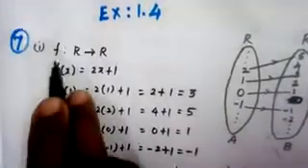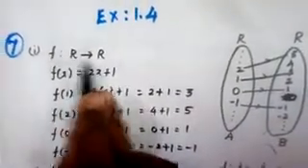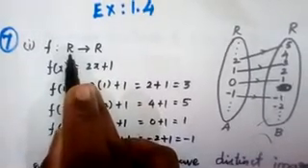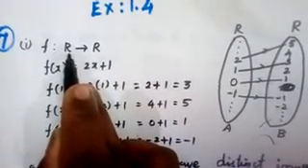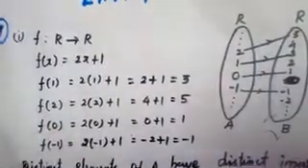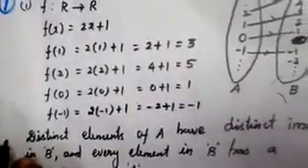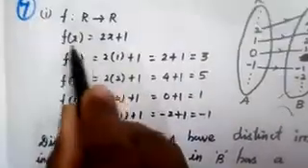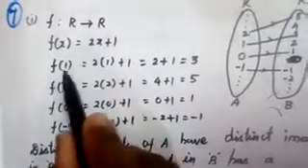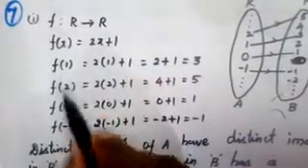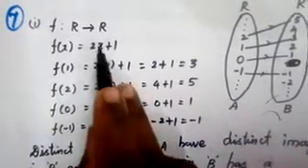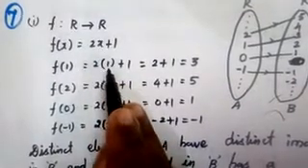The first problem, f from R to R, real number to real number. Real number means it consists of natural numbers, whole numbers, integers and rational numbers. So we have to consider some of the integers, positive and negative integers. First you write the given function f of x is equal to 2x plus 1. f of 1: randomly you have to select the integers. f of 1 equal to, instead of x you have to substitute the value 1.